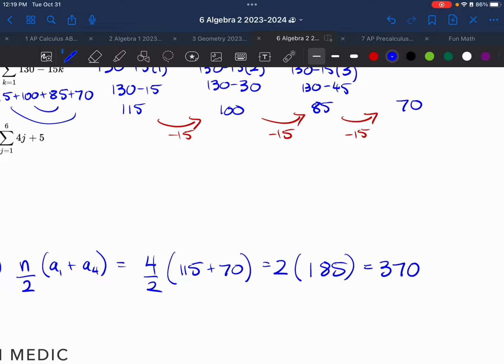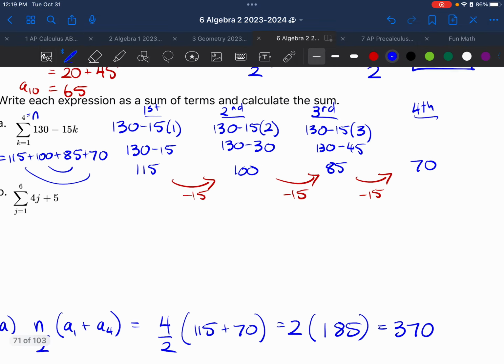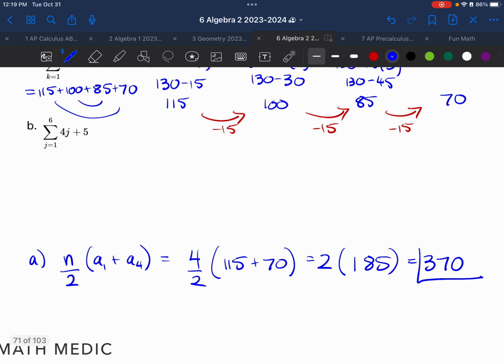And I'm checking my work up here, and it is indeed 370. So I'm going to go ahead and, do I have room up here? I'm just going to box 370. And I'm also going to box this. Those are the 2 parts of the question.